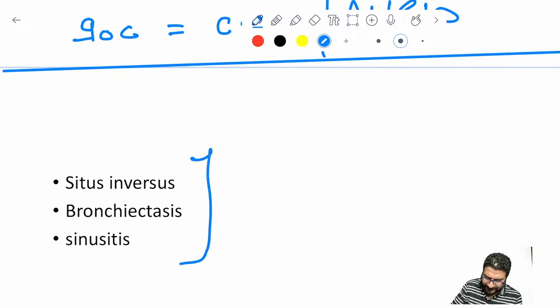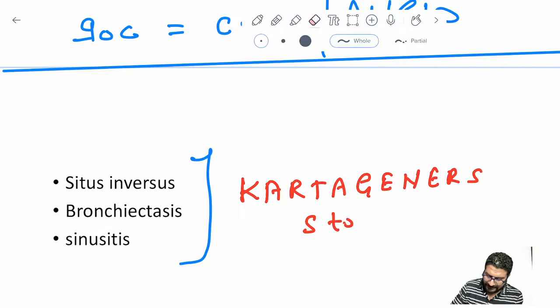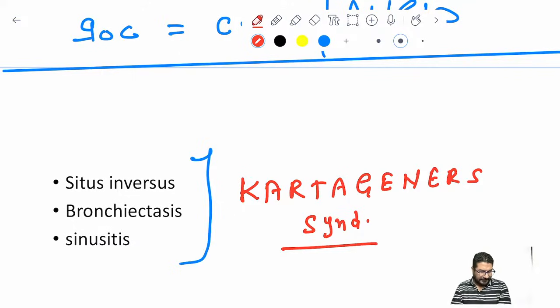ये तो easy है. किस चीज़ का triad है? This is a triad of Kartagener syndrome. Now guys, we cannot leave the easy stuff because exam में easy चीज़ें भी आती हैं. It is Kartagener syndrome. Kartagener syndrome, clear? Done.